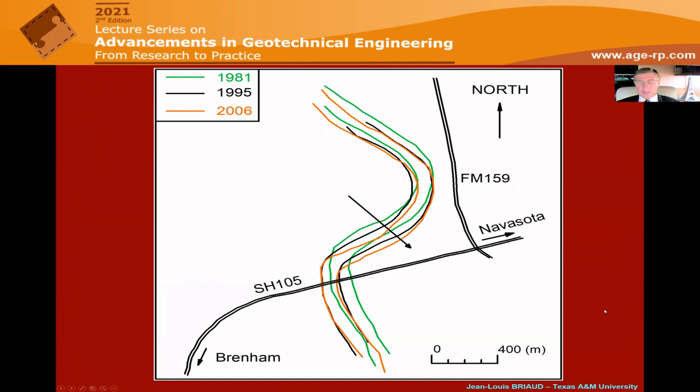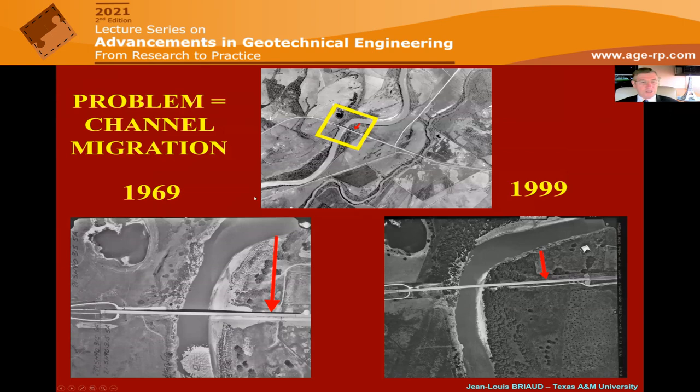So we looked at how much this river had moved in 1981, 1995, 2006. To give you an idea of scale, this is 100 meters. So that river had moved from the green to the orange here. That's probably 150 meters lateral movement in about 25 years. So significant. And look at 1969, the river is here, that distance. 1999, the river has moved much closer.